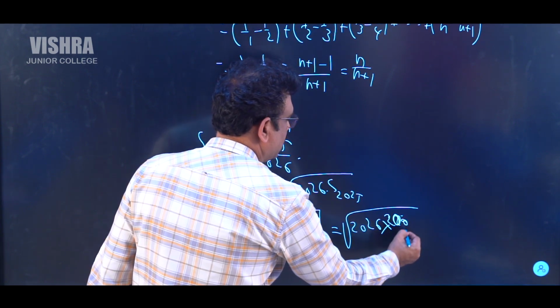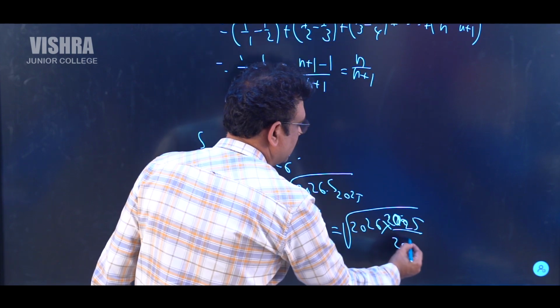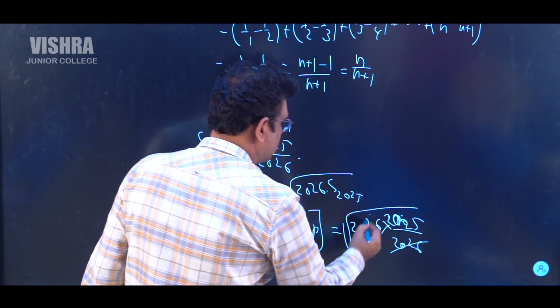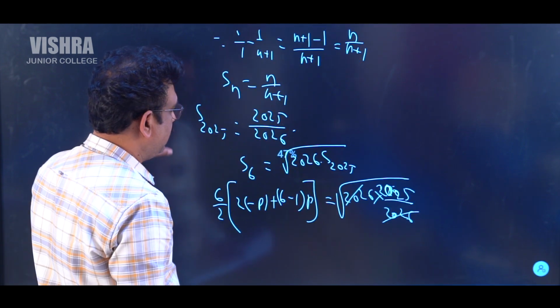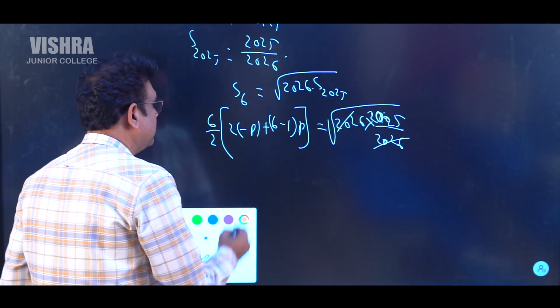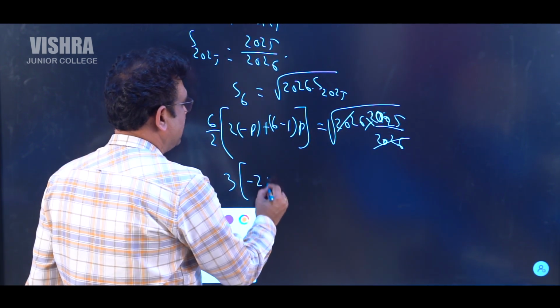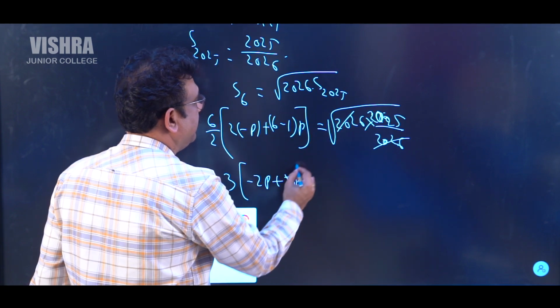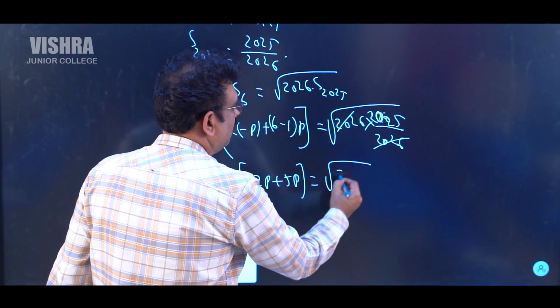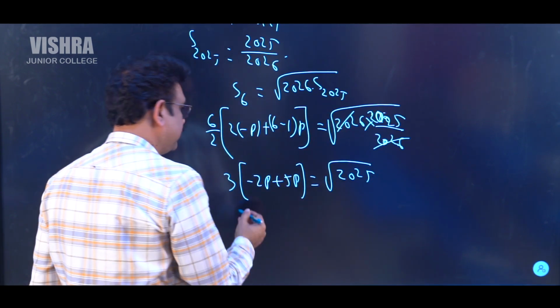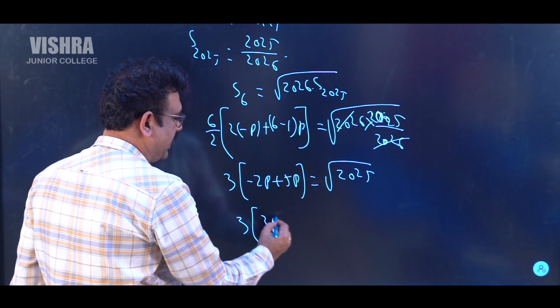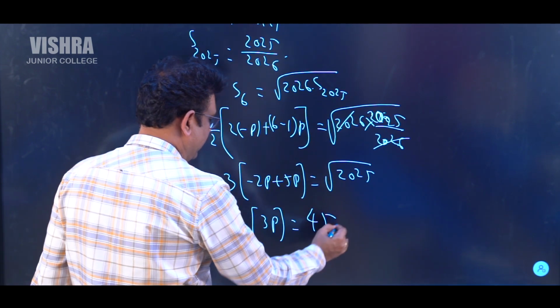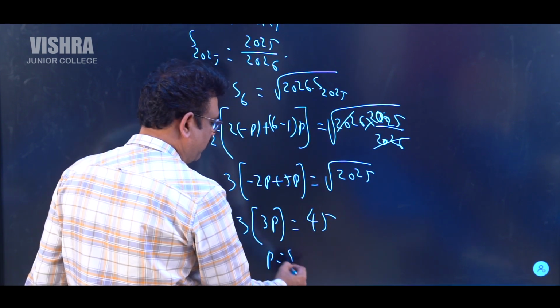Equal to 2025 by 2026. So these two cancel. Here this is equal to 3 minus 2p plus 5p, equal to square root of 2025. 3 into 3p is equal to 45. So p is equal to 5.